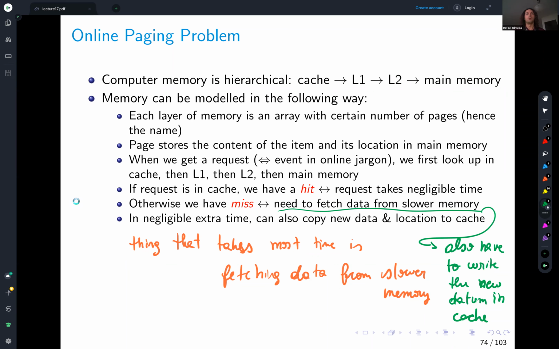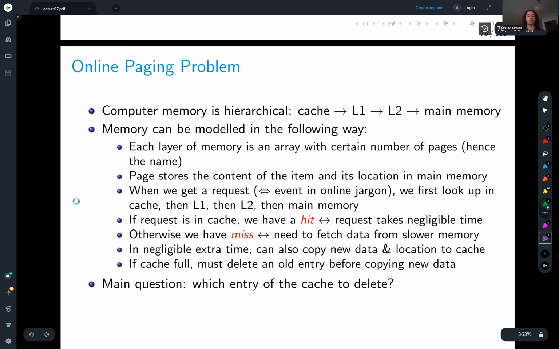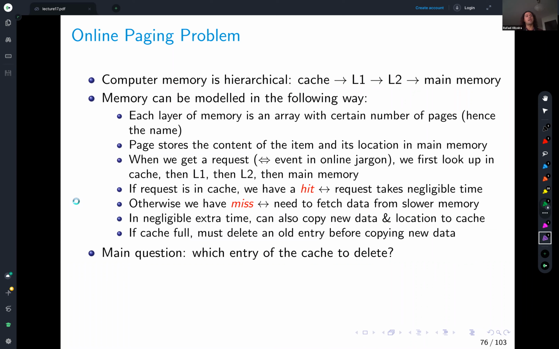Okay, so now what happens? Here's the thing. The only thing that your algorithm will be concerned with is, if you make a request and it's not in cache, I have to fetch it from somewhere. If I have empty space in my cache, I can just put it in the empty space. But if your cache is full, then we need to delete an old entry before copying the new data. Does that make sense? So the main question that we need to address here is which entry of the cache to delete. Does that make sense?